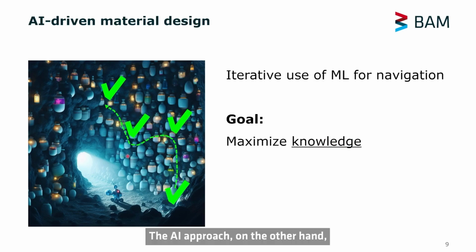The AI approach, on the other hand, works differently. Here, we try to navigate the complexity, which means we start out at a given point and then systematically work ourselves towards formulations that work and meet our requirements. This way, we can ignore a huge part of the design space and only focus on the materials that are viable for our purposes.